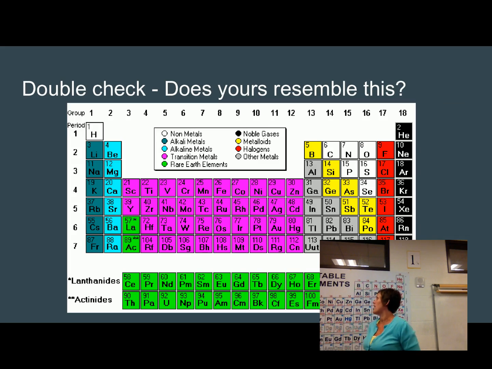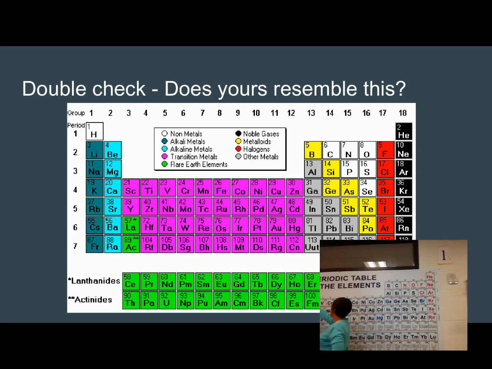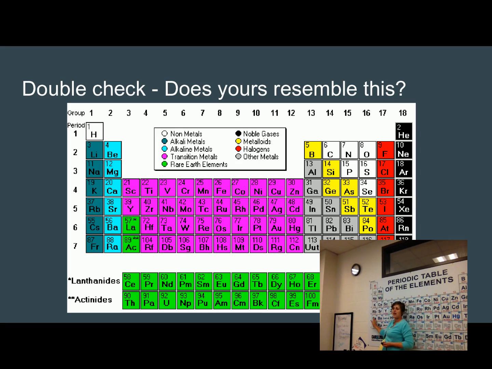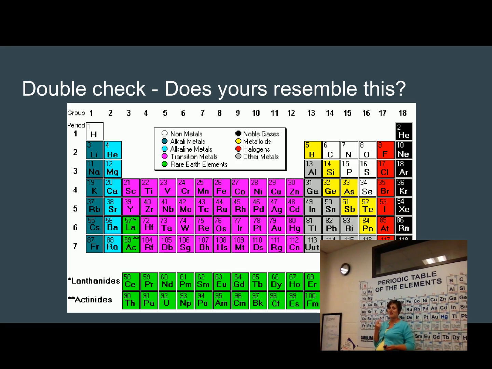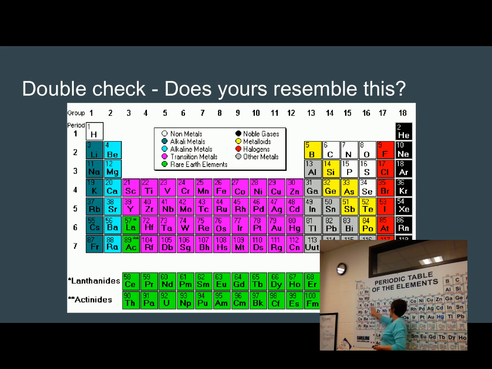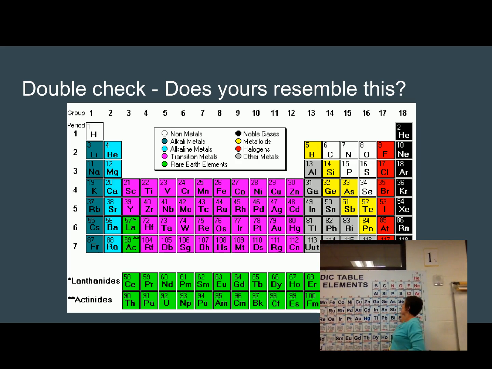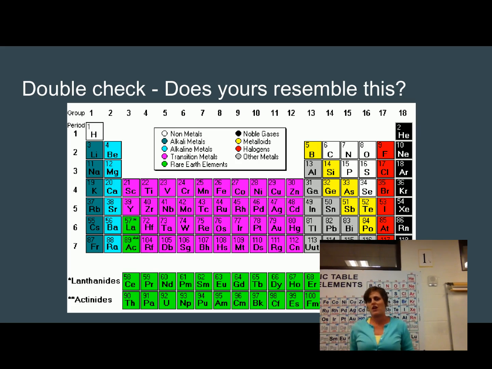So again, you want to keep in mind, you've got the alkali metals, highly reactive. Over here, they have one extra electron. Then you've got the alkali earth metals, which have 2 extra electrons, still very reactive. In the middle here, you've got your transition metals. Then your metalloids. You've got your halogens, which are highly reactive, and your noble gases, which don't want anything to do with anybody at any time.